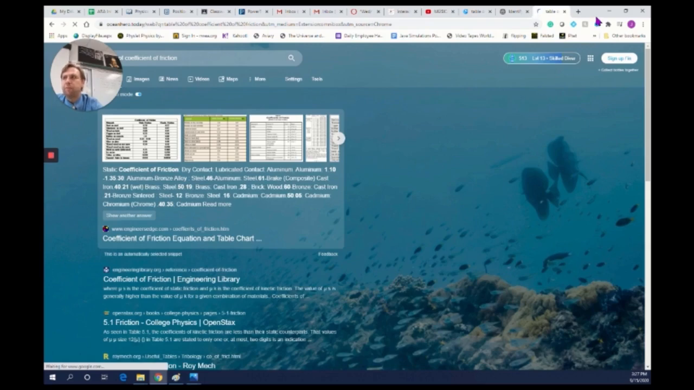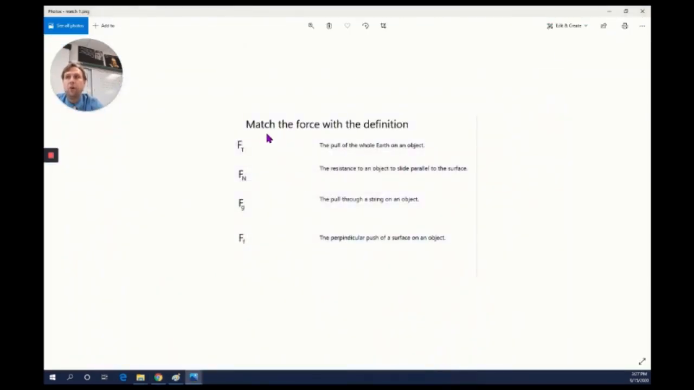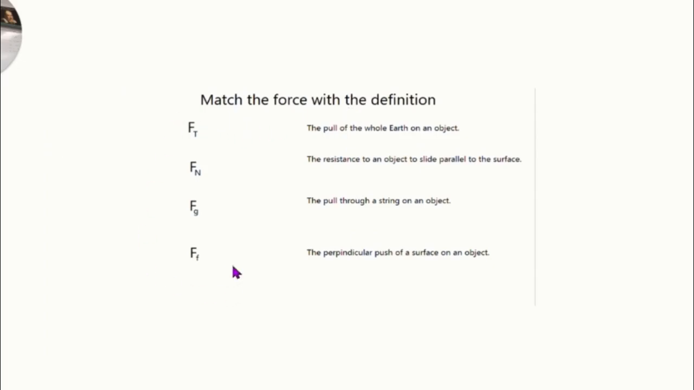Now that you kind of get an idea of what some of these are, let's go ahead and see if you can do some matching. Pause the video right here and match the force with the definition. Go ahead.